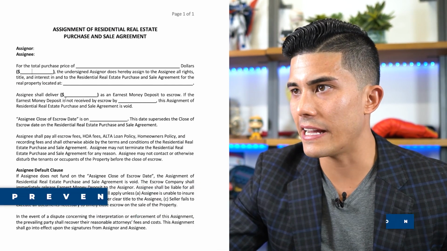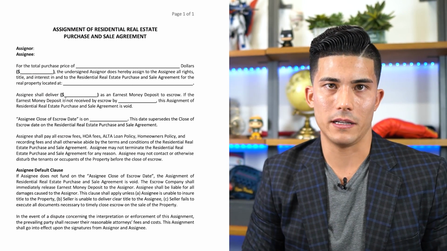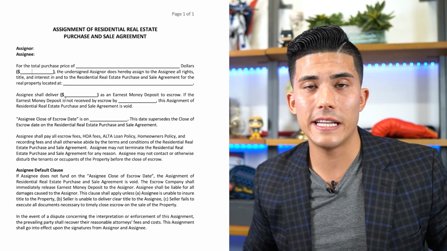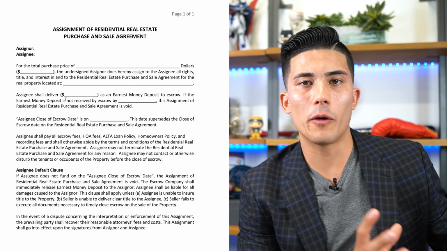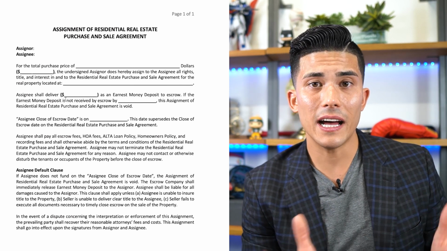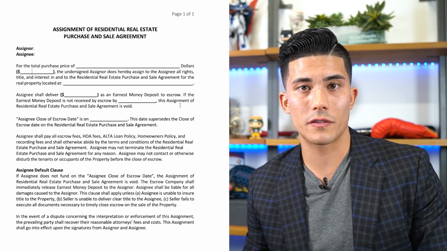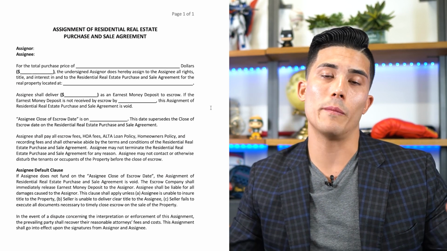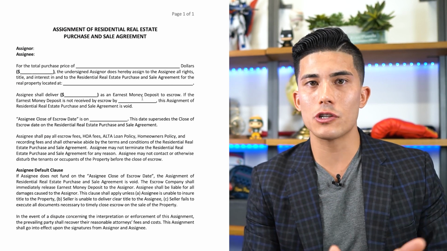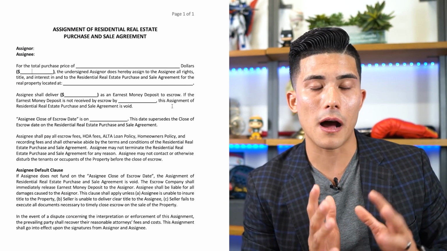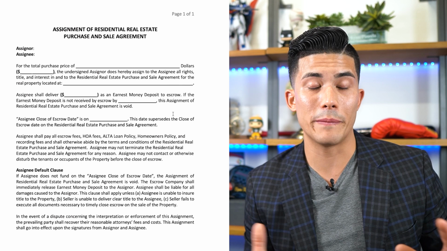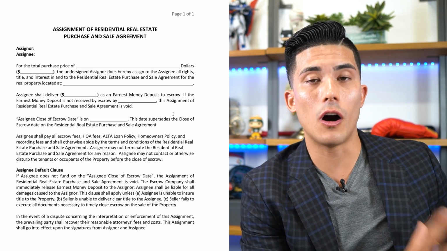Assignee close of escrow date is on blank. So for me, I always like to set our close of escrow date before the RPA's close of escrow date. Because if they don't close by that date, I still want to be able to close for the seller and have a backup buyer, or maybe I buy it. I don't want to have those two dates be the same, because if there's a problem, they don't close, then we're screwed. We might lose our earnest money deposit on the RPA.